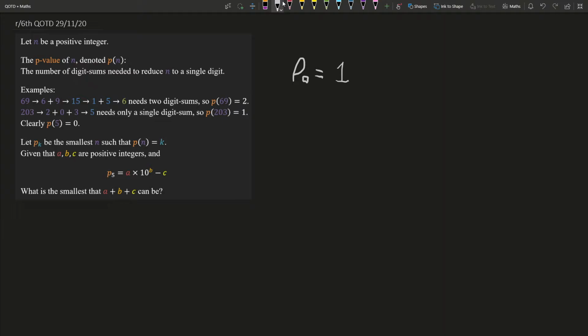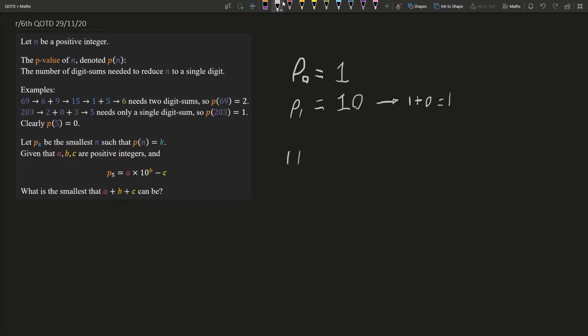Well, p1, we know that it has to not be a single digit, and the smallest number that's not a single digit and is positive is 10. And in fact, the digit sum of this is 1 plus 0 equals 1. Okay, that works out. So what's p2? Well, we can probably work out a few extra values.